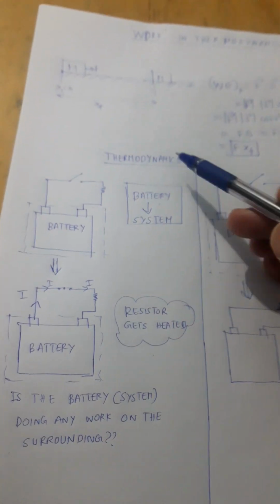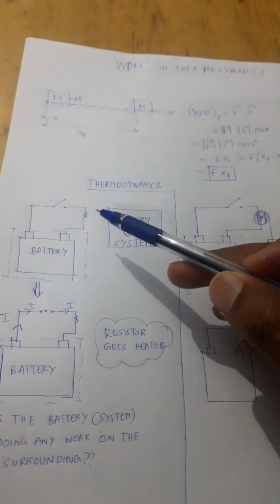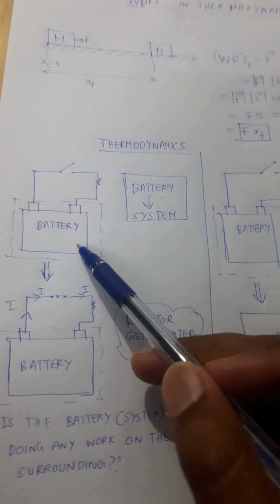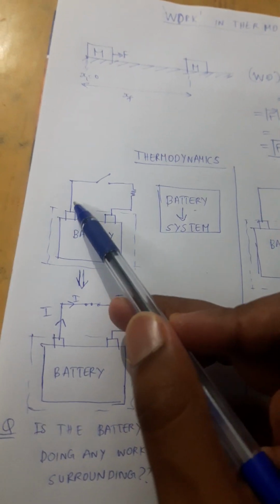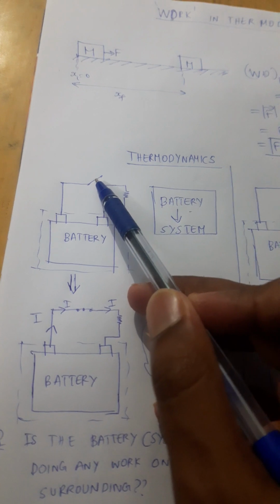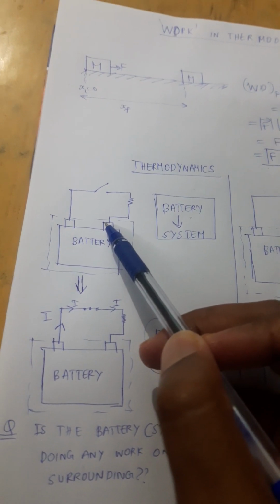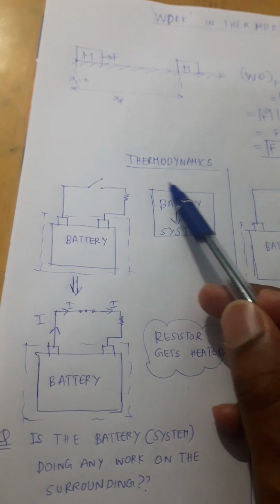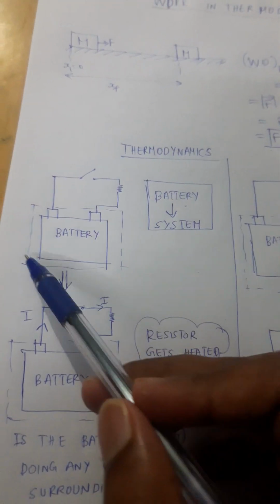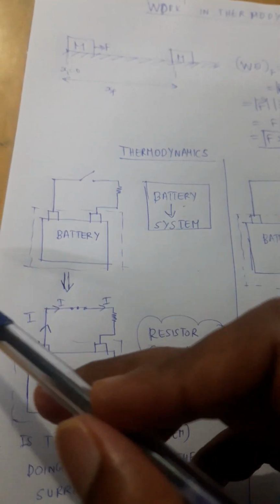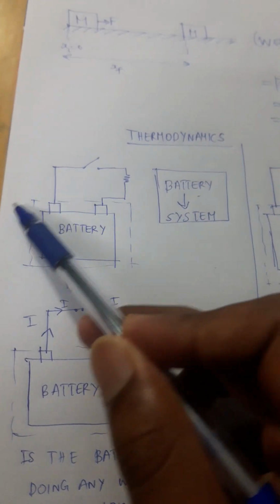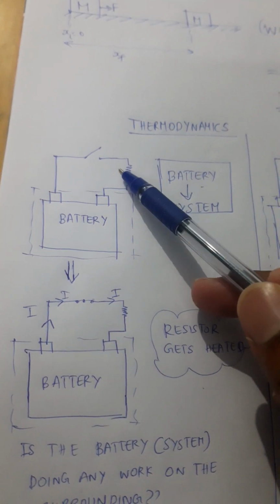But when you come to thermodynamics, the definition of work is something different. Let us assume this schematic. In this schematic, there is a battery and a circuit connected to it. In this circuit, we have a switch and a resistor that is connected. I am going to consider this battery as my system. This is my thermodynamic system, the battery. By the concept of thermodynamics, everything external to this battery is my surroundings.